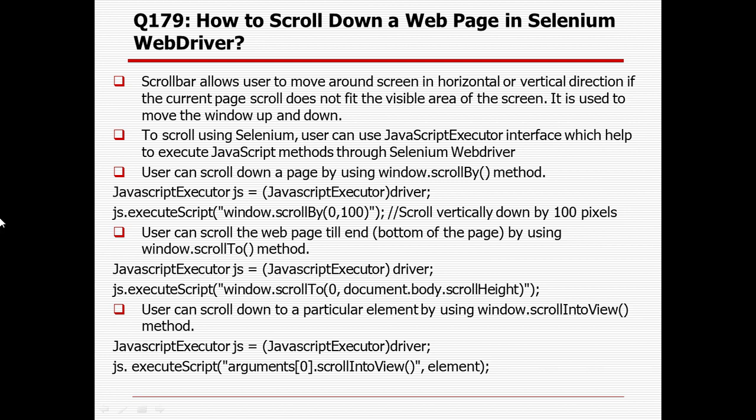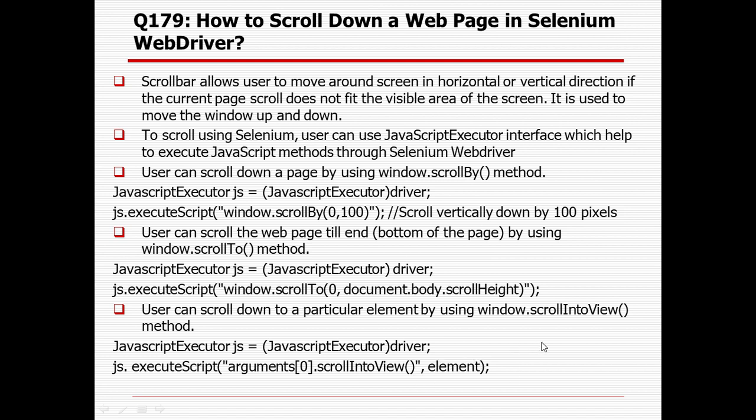Then you need to use the window.scrollIntoView method, so that with that method the user can scroll down to a particular element. First you need to identify the element and store it in a WebElement, suppose element. Then with the help of the JavaScript executor object or instance we have created, we need to use the executeScript method, then arguments[0].scrollIntoView, the particular method available in the JavaScript executor. Then you need to give the element reference.